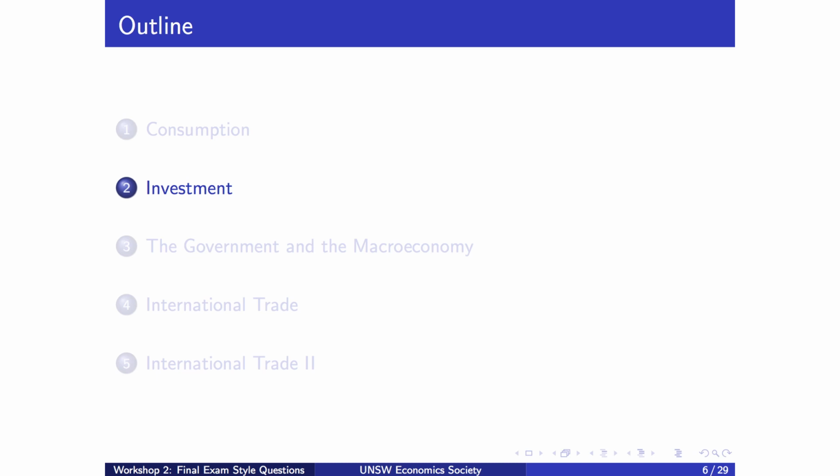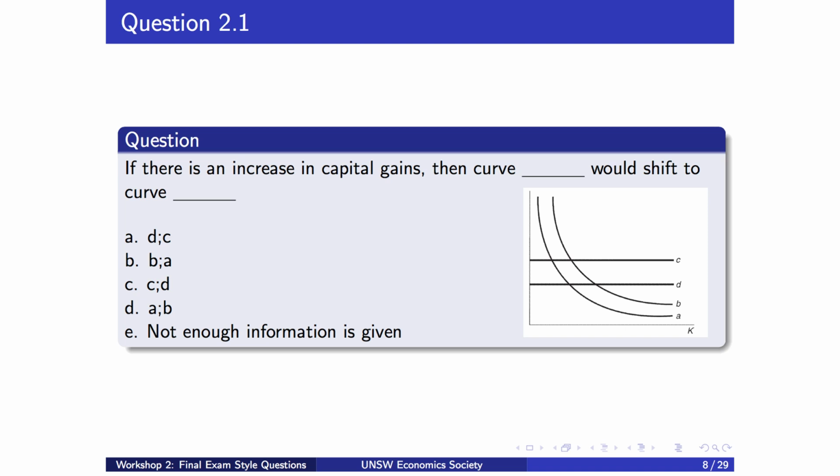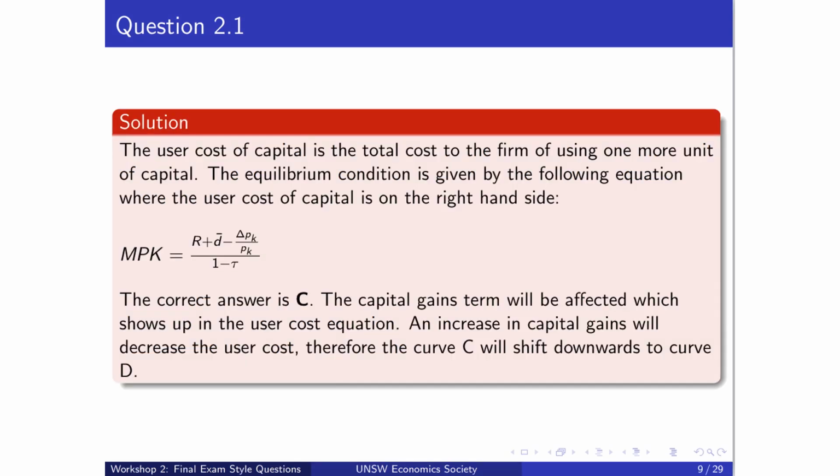Our next question will be on investment. Question 2.1. If there's an increase in capital gains, then curve blank would shift to curve blank. A. Curve D to curve C. B. Curve B to curve A. C. Curve C to curve D. D. Curve A to curve B. E. Not enough information is given. The correct answer is C.